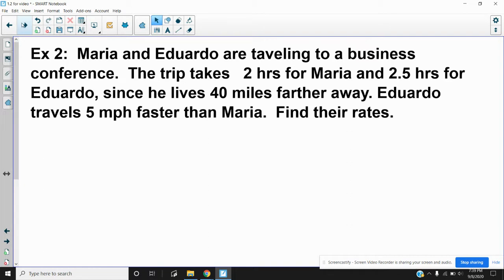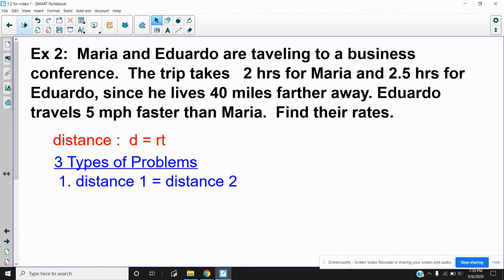Now, distance problems typically come in three types. The first type is that the first distance equals the second distance. So in this case, Maria's distance would equal Eduardo's distance. If that's what we know, then that's the type of problem we will set up. Their distance equals their distance.